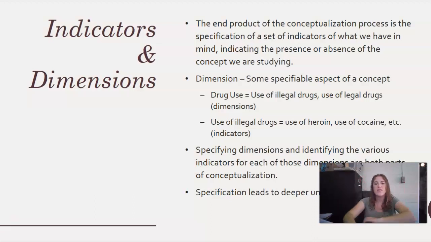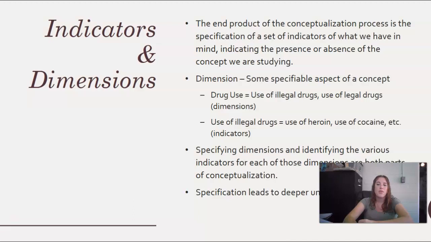Another example could be if we are talking about the harm caused by crime, we could separate what we mean by that into different dimensions. We could separate harm into physical harm, economic harm, and psychological harm, and those would be the dimensions when we are talking about what we mean when we say harm.